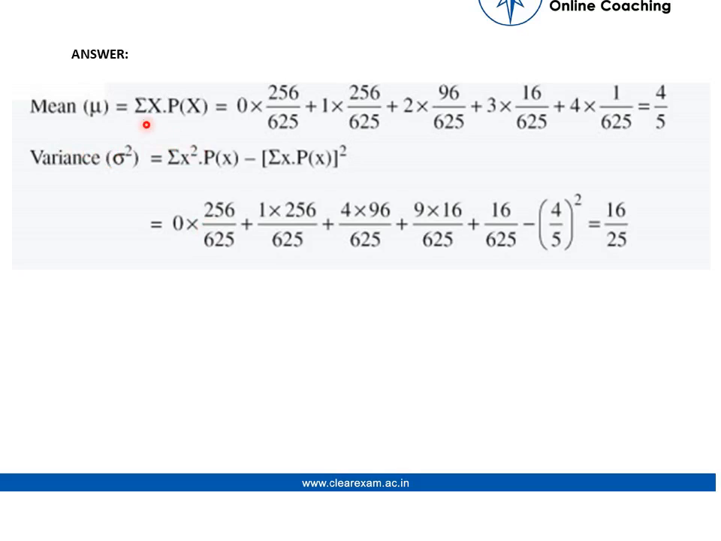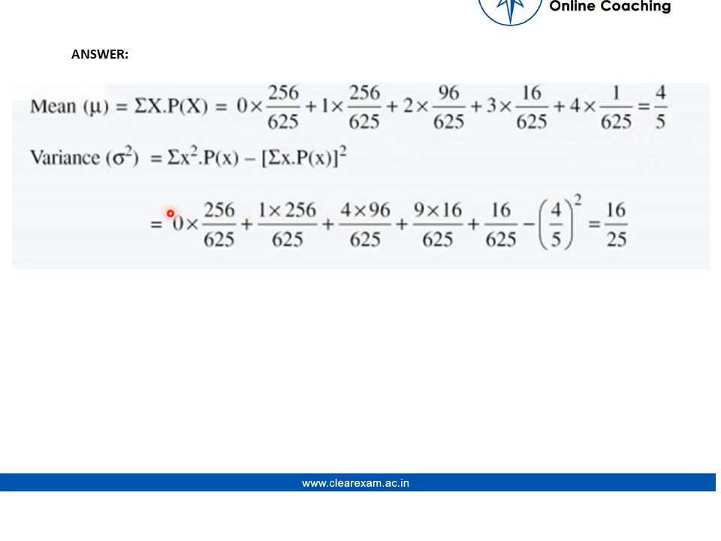So the formula to calculate mean is sigma, that is the sum of all the outcomes, all the choices that we have like 0, 1, 2, 3, 4 and their respective probability. So we will calculate the mean and here we can see that the mean has come out to be 4 by 5.